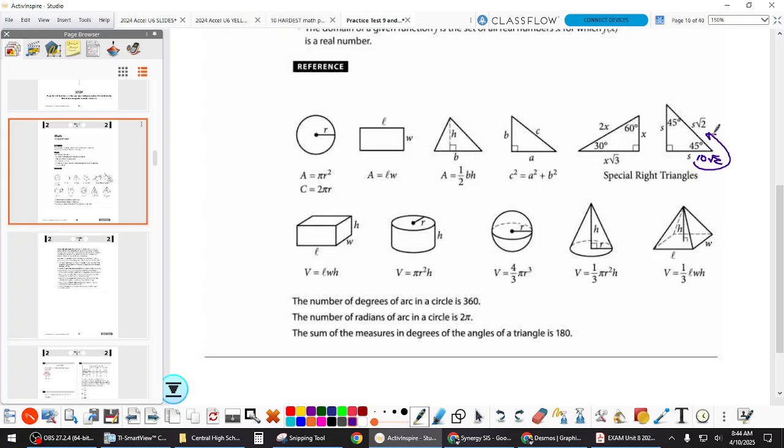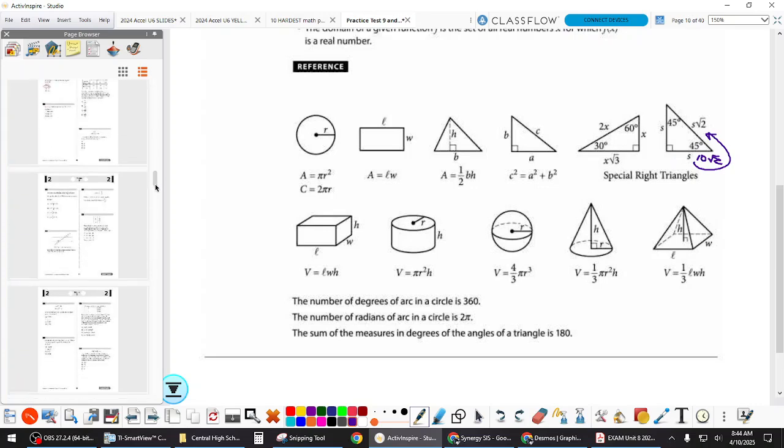What do we do to go to the hypotenuse? You do have to be able to read it. This says S times root 2. So S is 10 root 2. So then it's 10 root 2 times root 2.